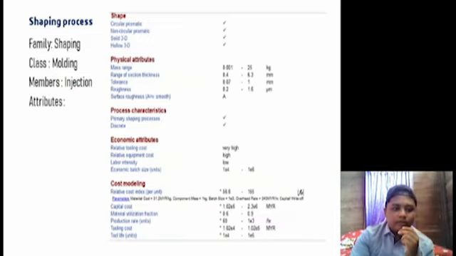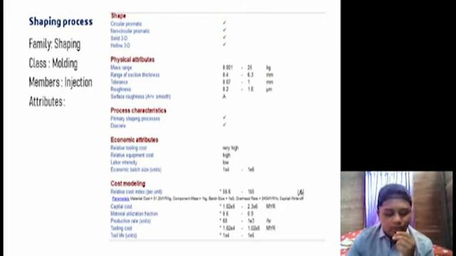First, for the shaping process, we choose the injection molding process because its attributes follow the design requirement, which is to minimize cost. Even though its tooling cost is quite high, the cost for mass production is low.